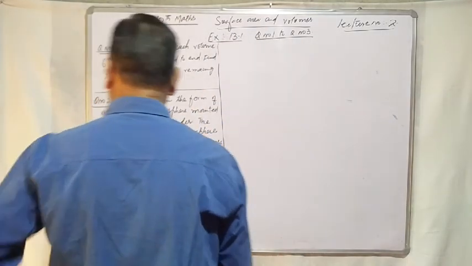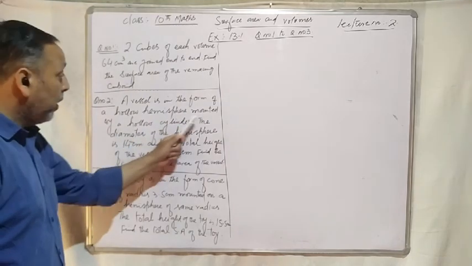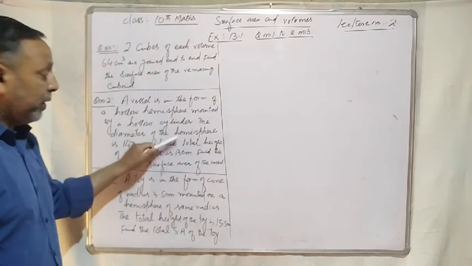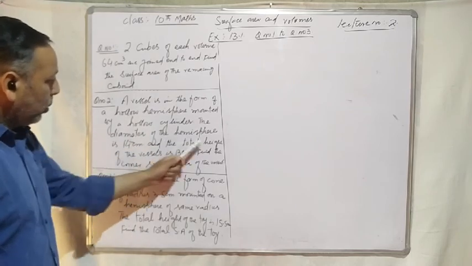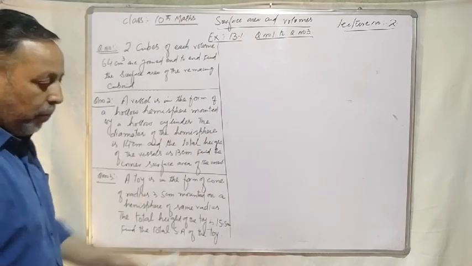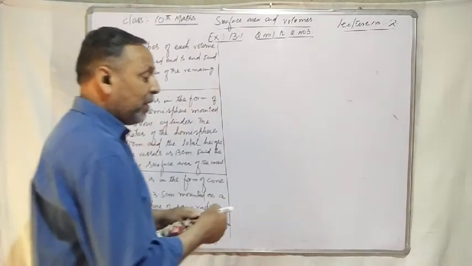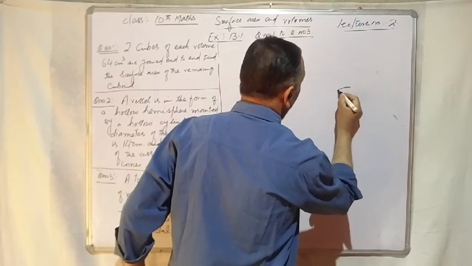Question number 2 says, a vessel is in the form of a hollow hemisphere mounted by a hollow cylinder. The diameter of the hemisphere is 14 centimeter and the total height of the vessel is 13 centimeter. Find the inner surface area of vessel. Well, that means a vessel is in the form of a hemisphere. Let me draw a hemisphere.